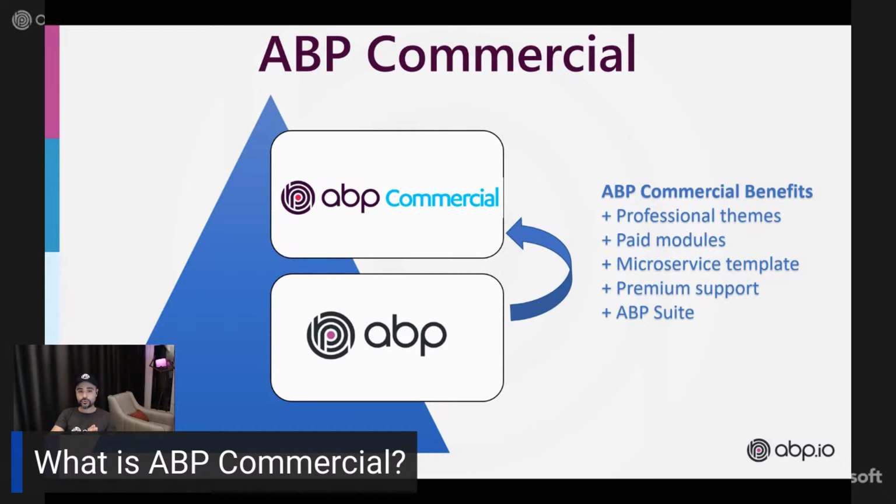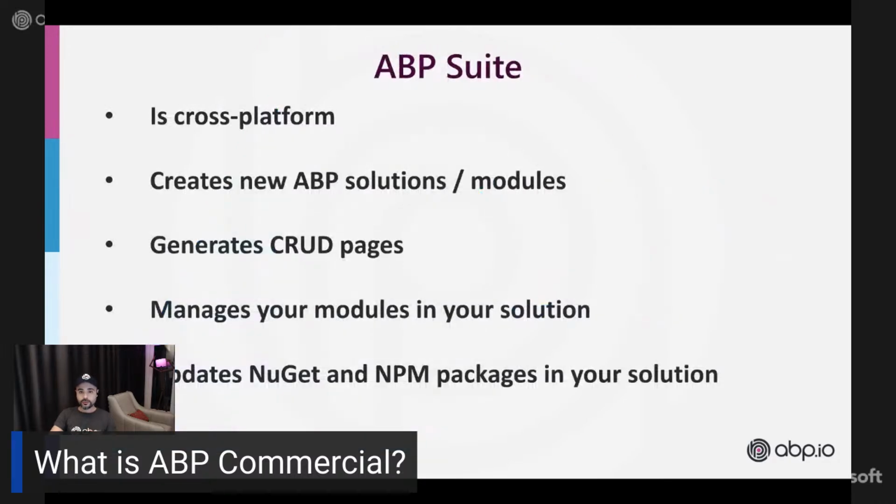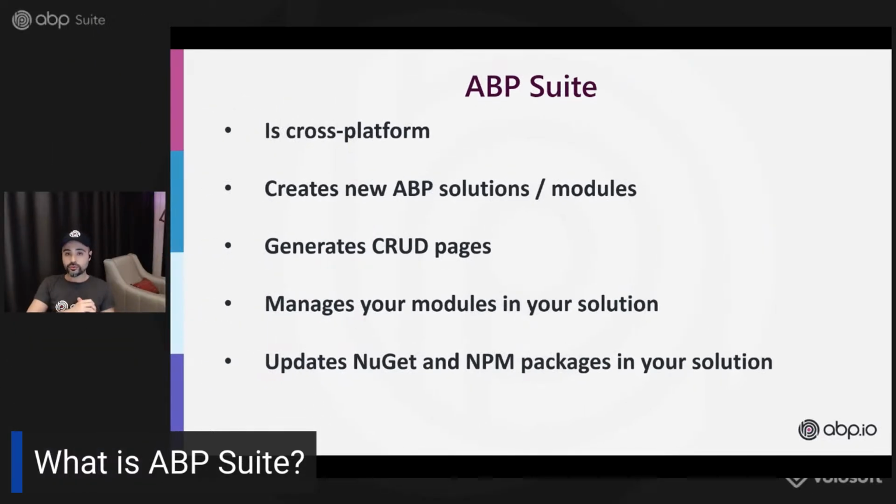Lastly, ABP Commercial offers ABP Suite, which is a rapid application development tool for ABP. And today's topic is ABP Suite. So it's a CRUD tool which allows you to visually build web applications in a matter of minutes. It's a .NET global tool that can be installed from the command line. ABP Suite is built with .NET Core and it's cross-platform. It runs as a web application on your local computer. You can run it on Windows, Mac, or Linux.